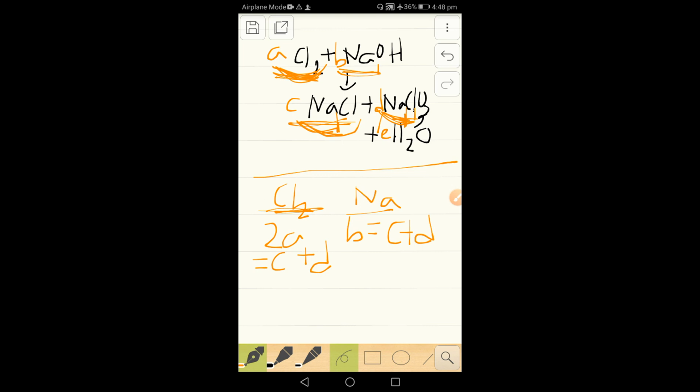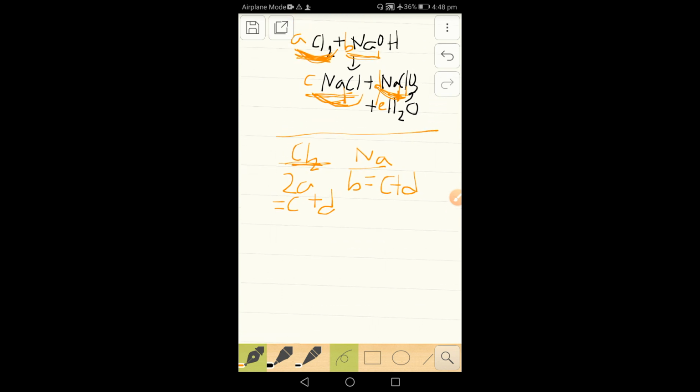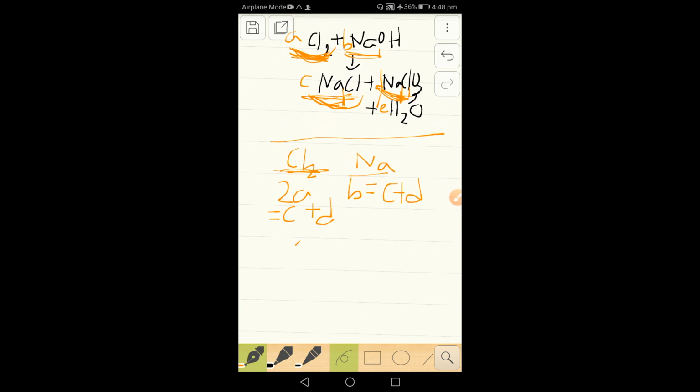Now let's go to oxygen. Here is 1 oxygen, so 1 into B is B. Here is 3 oxygen, so 3 into D is 3D, plus here is 1 oxygen, so 1 into E means E. So B must be equal to 3D plus E.